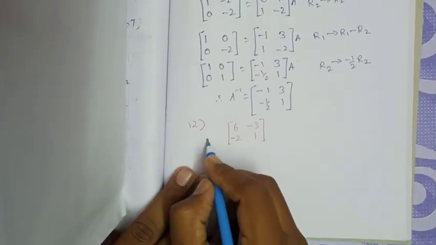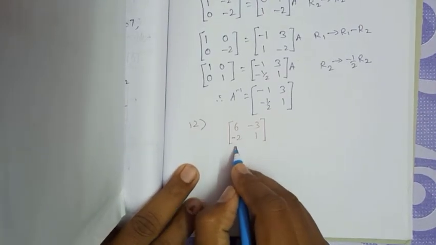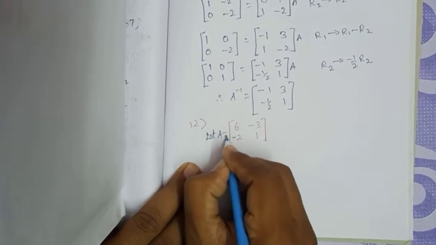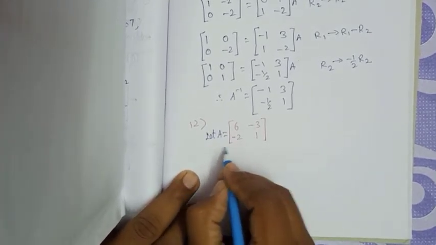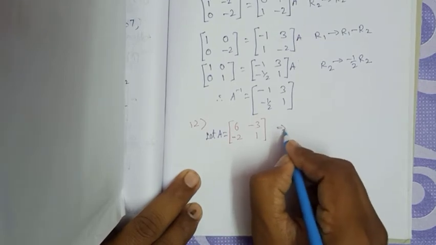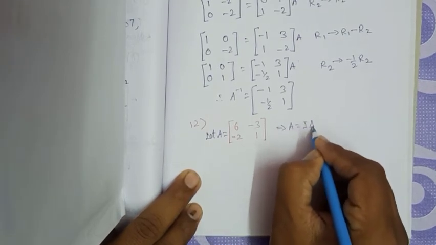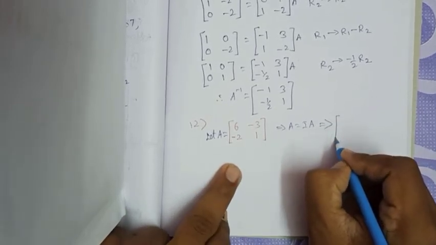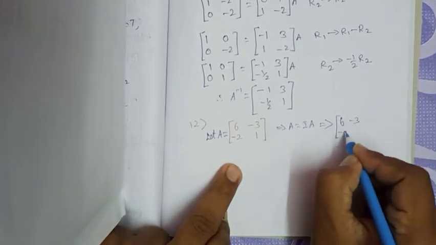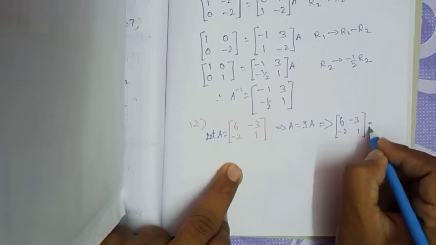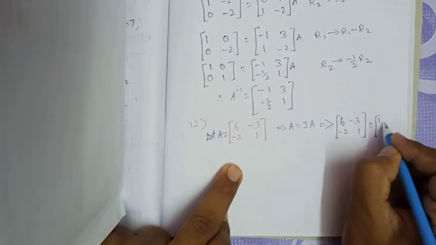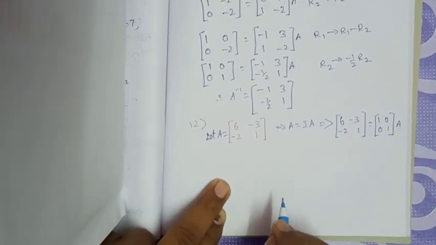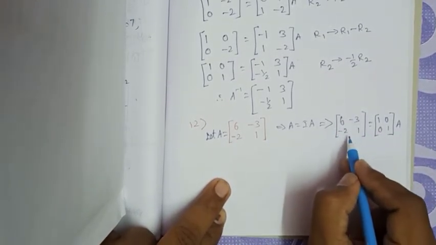Next, sum number 12: [6, -3; -2, 1]. So let A equal this matrix. Now we rewrite in the form A = I into A. This is the format. So we write [6, -3; -2, 1] equal to the identity matrix for order 2, [1, 0; 0, 1], into A. Now we convert the left hand side into the identity matrix.